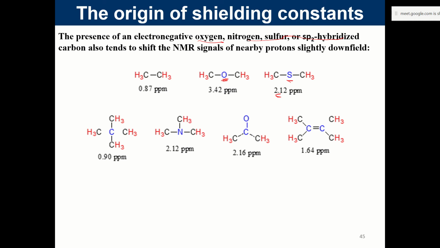So this is clearly seen with oxygen and sulfur. Look at this: the oxygen is replaced by sulfur, which is less electronegative, so less de-shielding occurs. Compare ether and thioether, where you have replacement of oxygen with sulfur. It is a similar thing as for halogens, where we replaced chlorine with fluorine. Here also, sulfur with oxygen, you can see an effect.